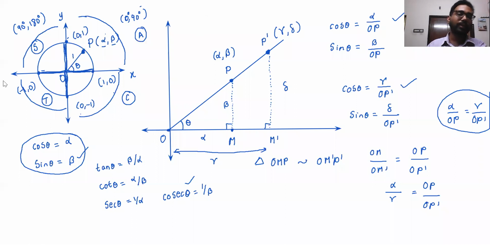This is the reason why these are positive here, because of the definition of this. Okay, let us move on to the next one, that is the reduction formula.